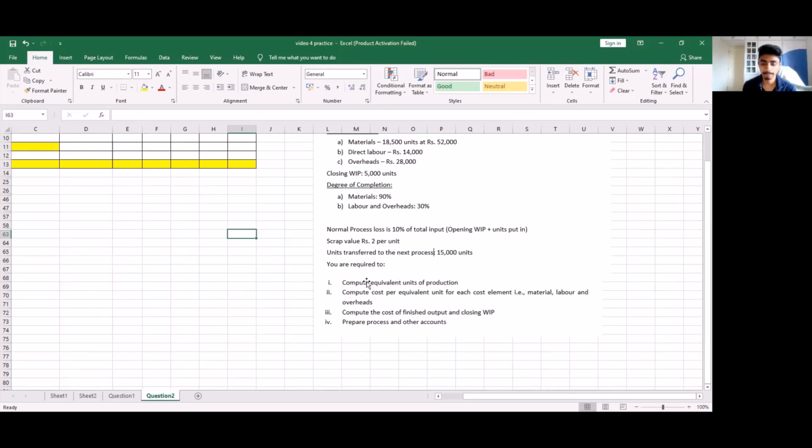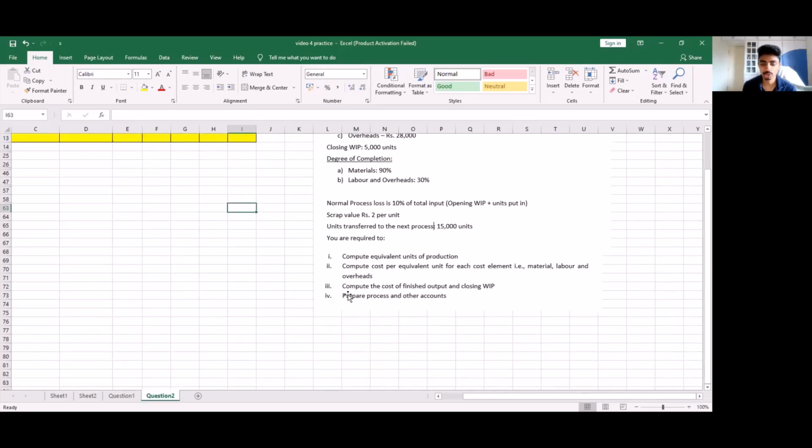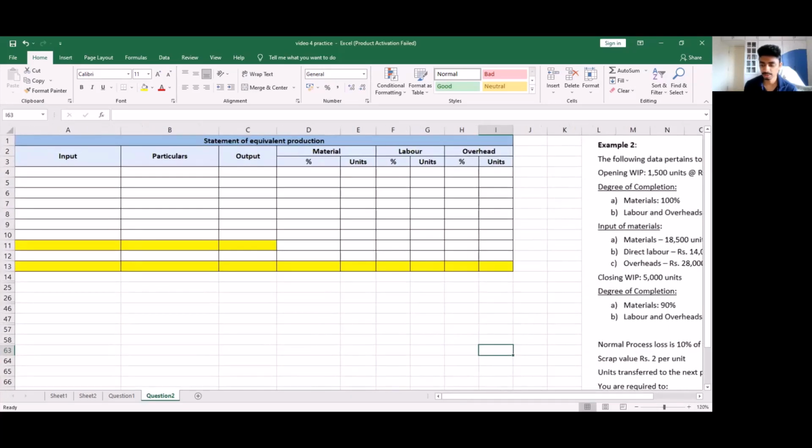We are required to compute equivalent units of production, which is a statement of equivalent production. Compute cost per equivalent unit for each cost element, namely, materials, labor, and overheads, which is nothing but a statement of equivalent cost per unit. Then it asks us to compute the cost of finished output and closing work in progress, which we shall do in our statement of evaluation. And finally, we need to prepare the process account. So let's zoom in so that we can see the numbers clearer.